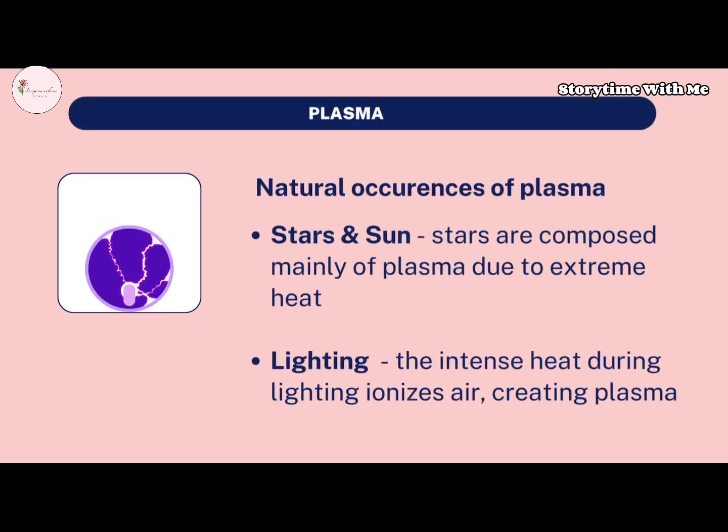Natural occurrences of plasma. Stars and sun: stars are composed mainly of plasma due to extreme heat. Lightning: the intense heat during lightning ionizes air, creating plasma.